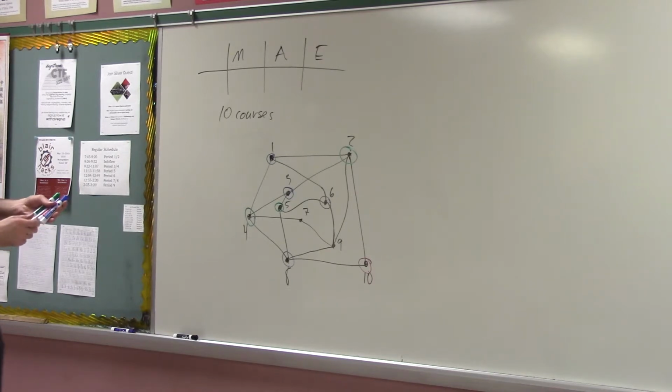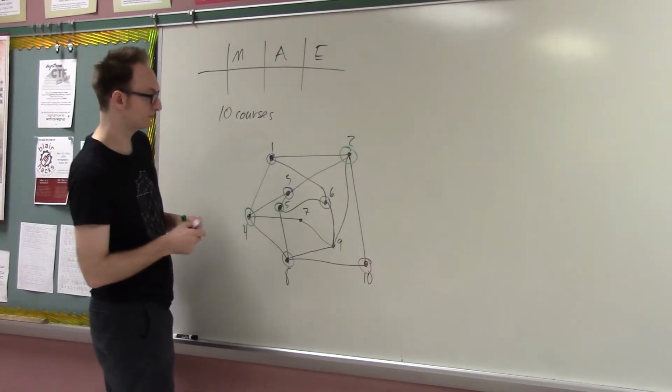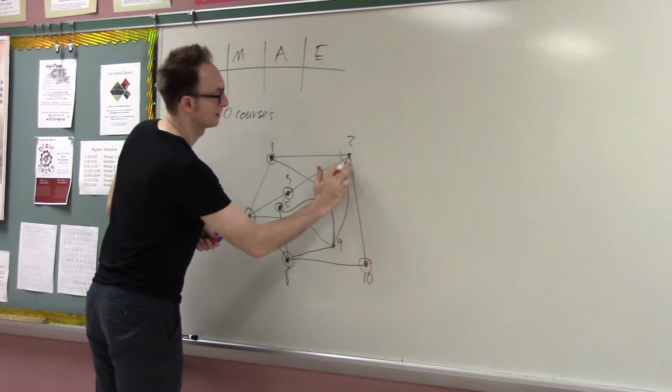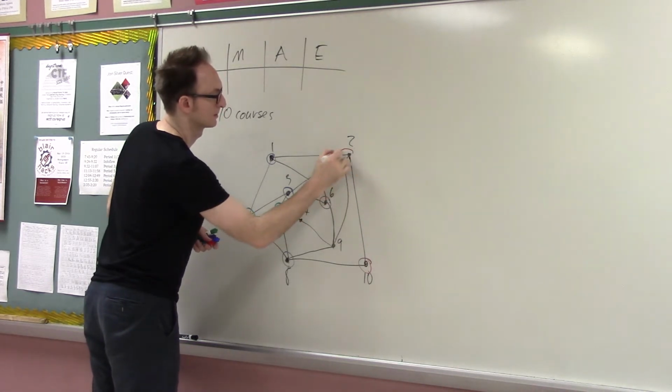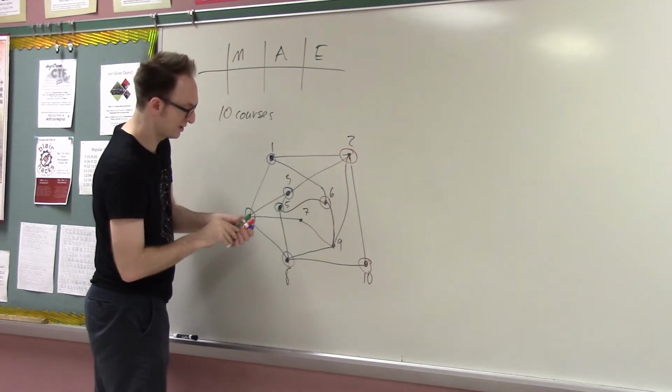Two has to be red. Two has to be red? Yeah, because of 9, it has to be green, and then 10 has to be green.